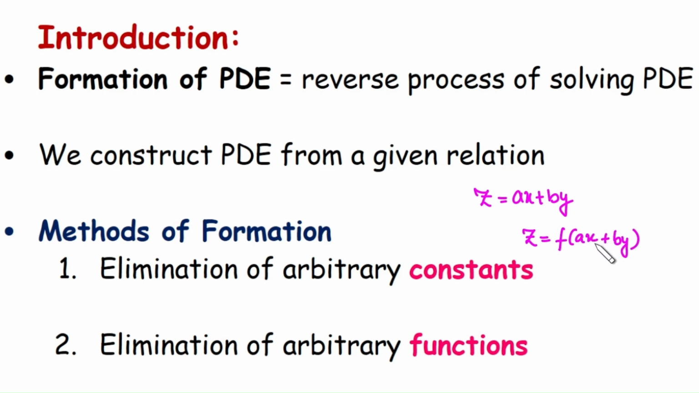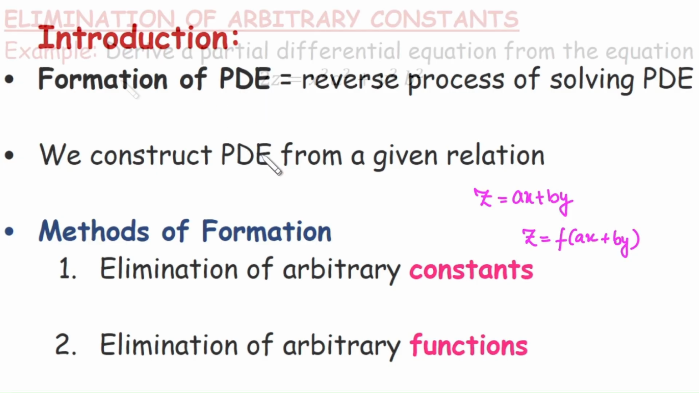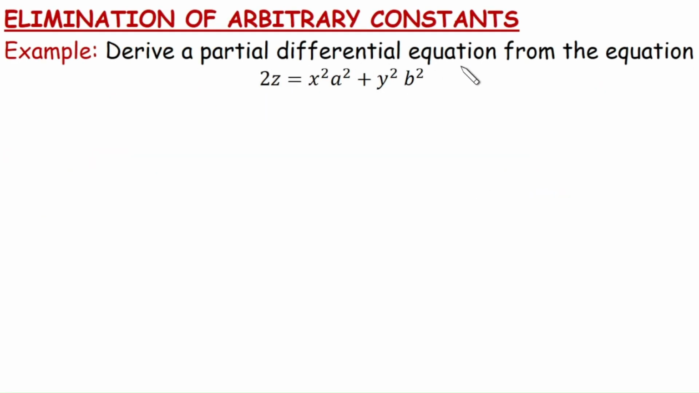So let's start with the first case, that is the elimination of arbitrary constants from the given relation to form the partial differential equation. Here we need to form a partial differential equation from this equation. Here z is the dependent variable, depending upon two variables x and y. a and b are the constants. So how can we remove these two constants? The very first step is to take the differentiation of z with respect to each variable. That means we need to differentiate this first equation with respect to x and y.